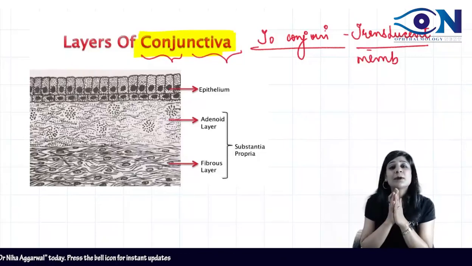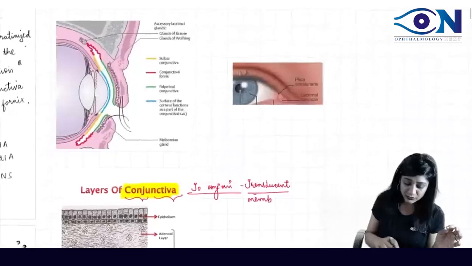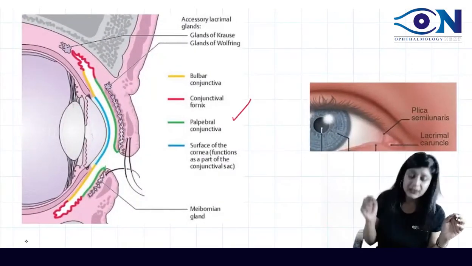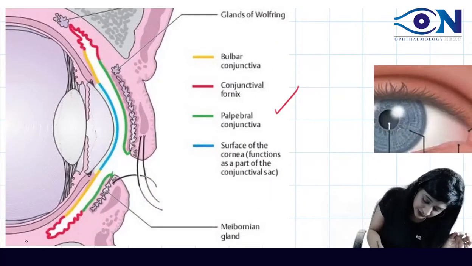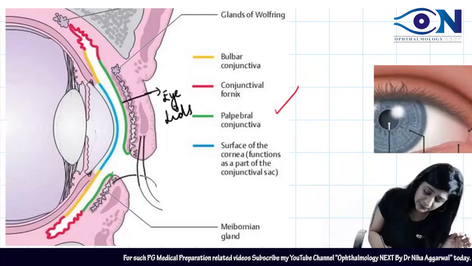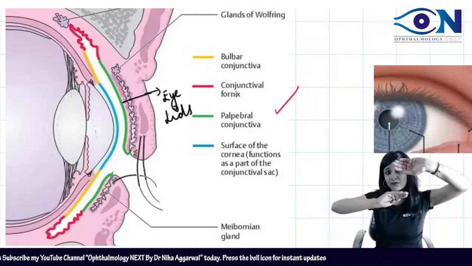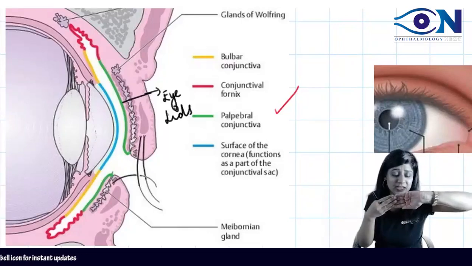Now, when I talk about the parts of conjunctiva, there are three parts. See this. One is your palpebral conjunctiva. Now, can you see here? We have got the greenish area. So, this green is lying beneath the eyelids. Suppose these are the eyelids. So, when you invert these eyelids, that portion is called your palpebral conjunctiva.